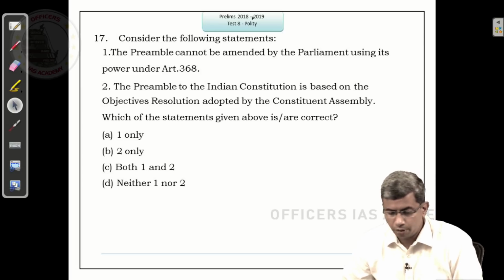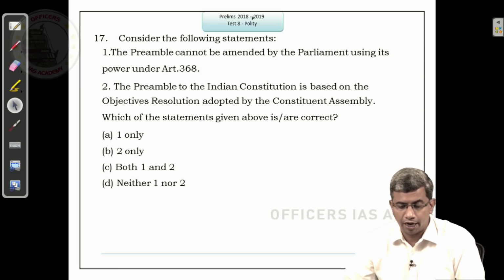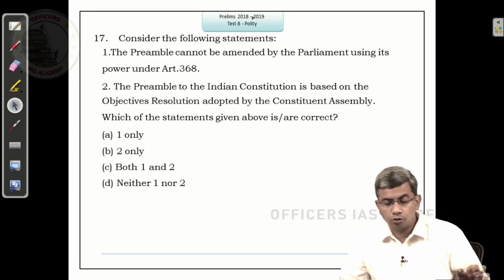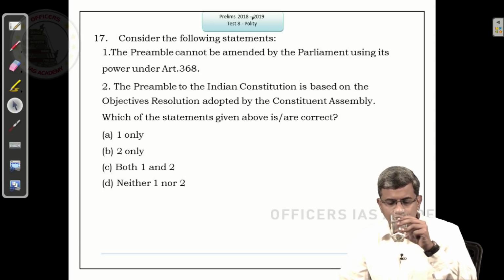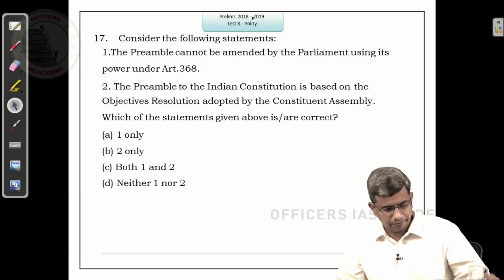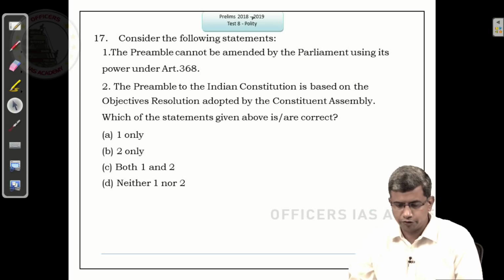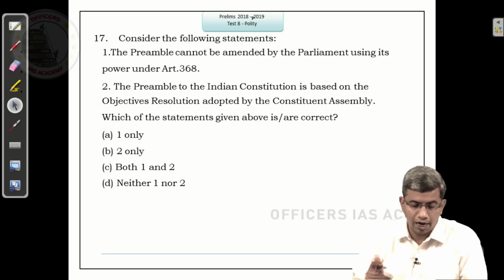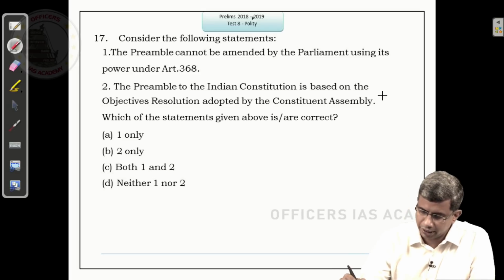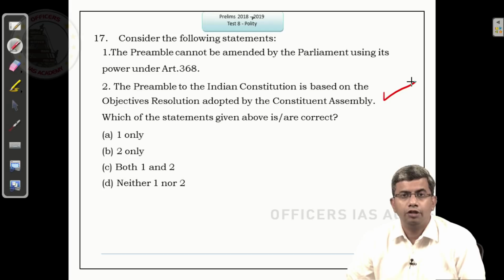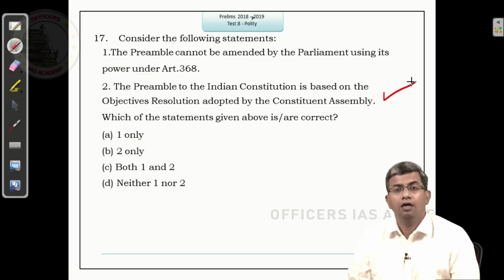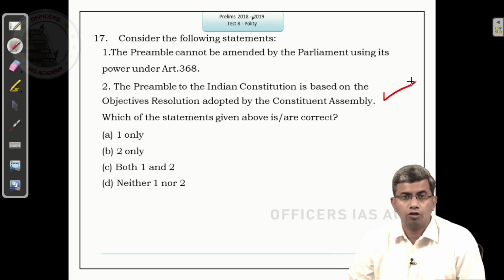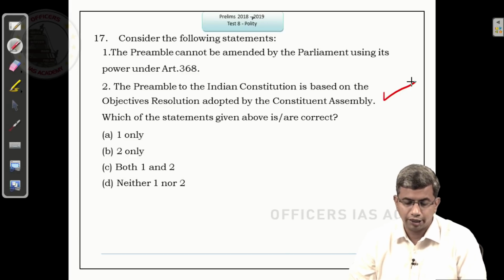Consider the following statements. The preamble cannot be amended by the Parliament using its power under Article 368. The preamble to the Indian Constitution is based on the objectives resolution adopted by the Constituent Assembly. Which of the statements given above are correct? So, the second statement we all know is correct. It is based on the objectives resolution that the preamble was finally adopted by the Constituent Assembly just before the Constitution itself was adopted on 26 November 1949. So, the second statement is correct.